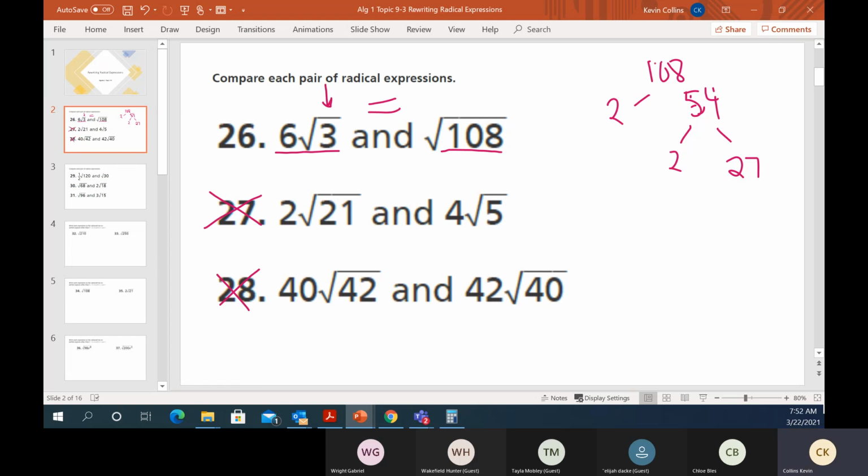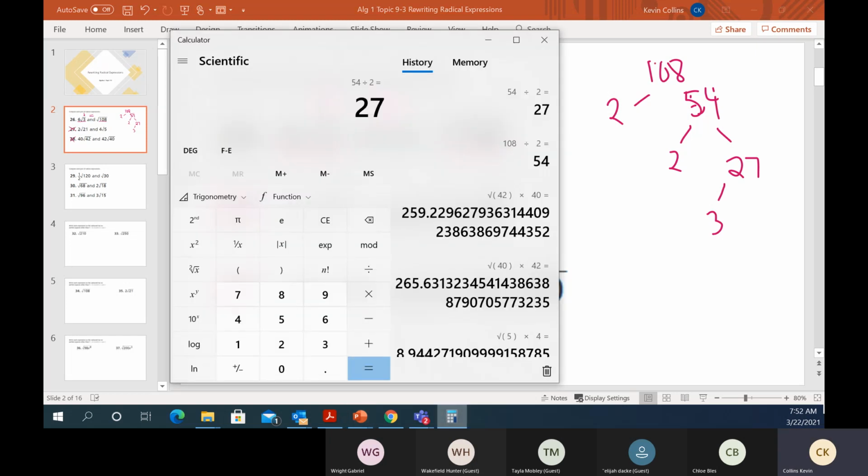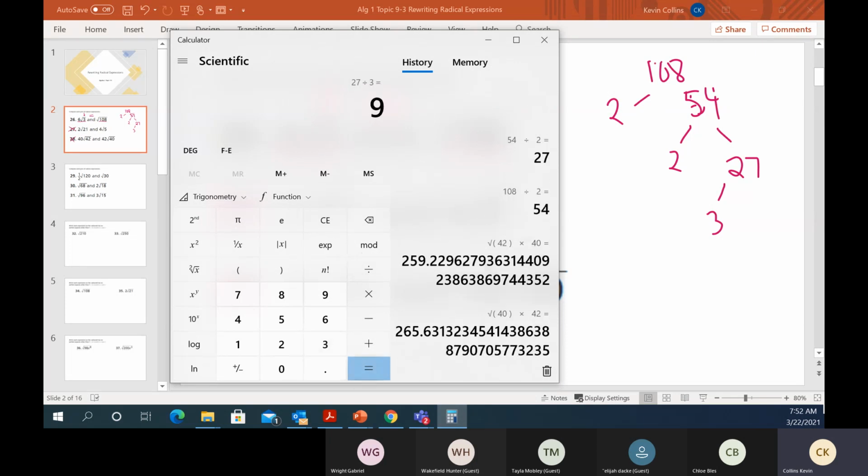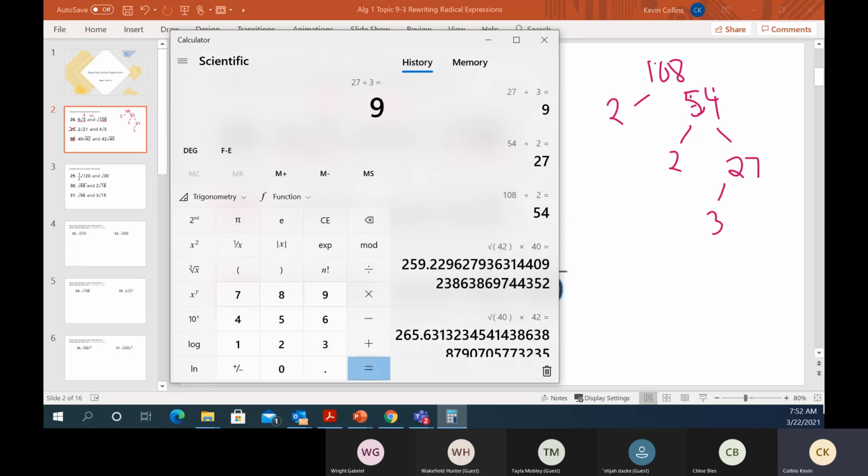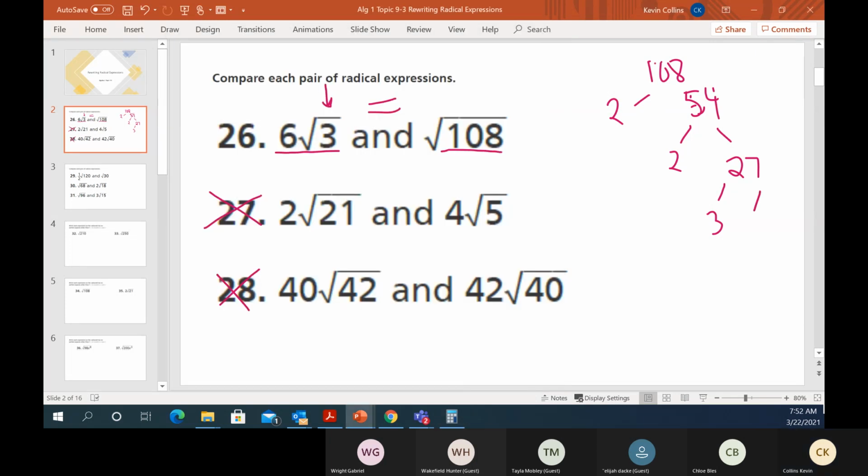So instead of trying 2, because we know that's not going to work, we'll bump it up 1. We'll go to 3. Okay. So let's do that. So 27 divided by 3, most of you probably know this already, but just in case, that's 9. So 27 and 9, and then that'll be 3 times 3.